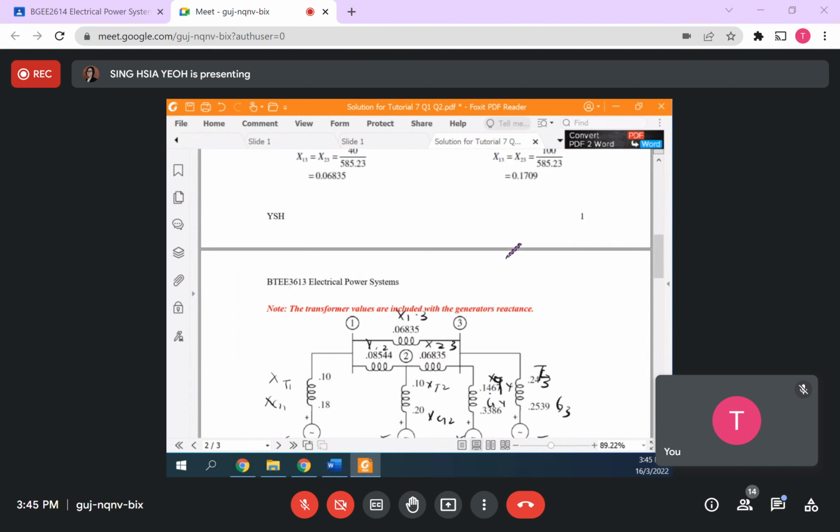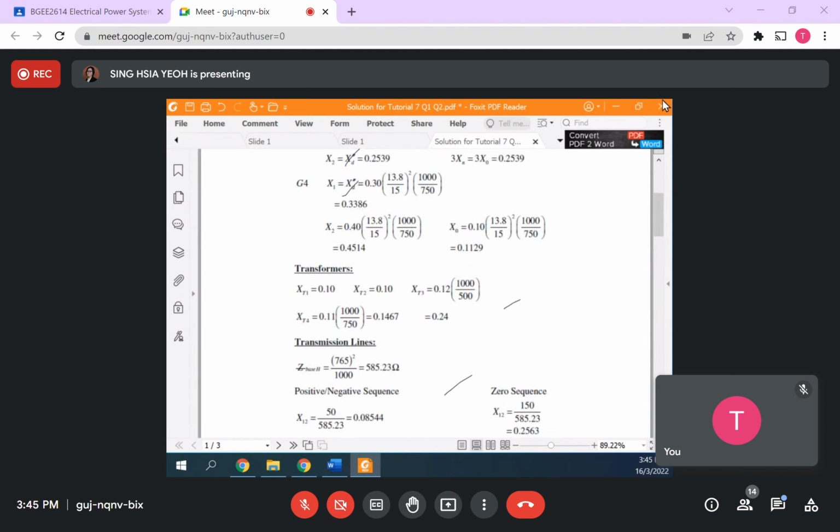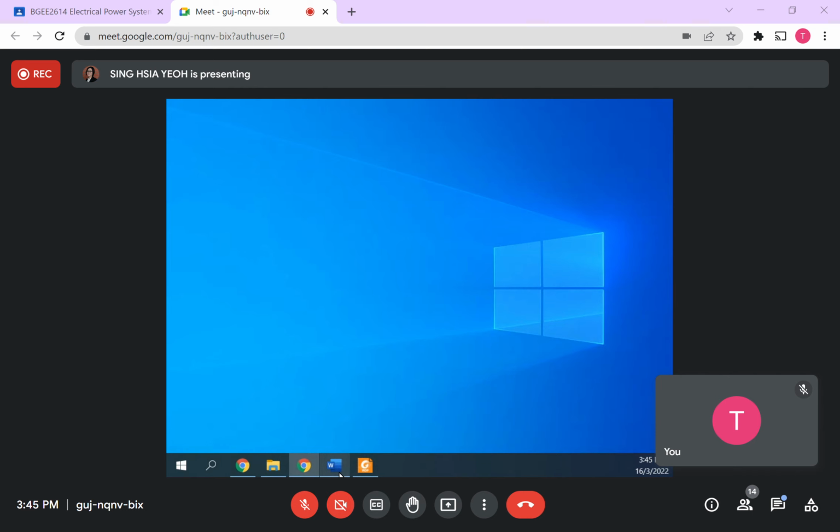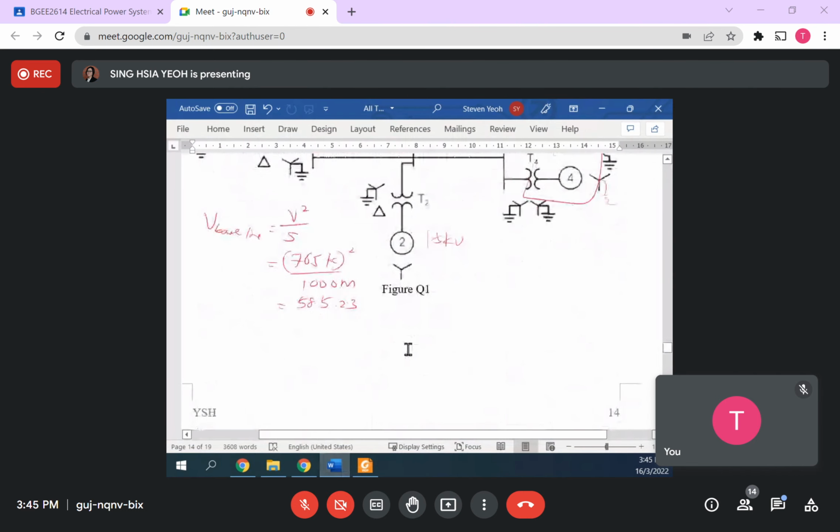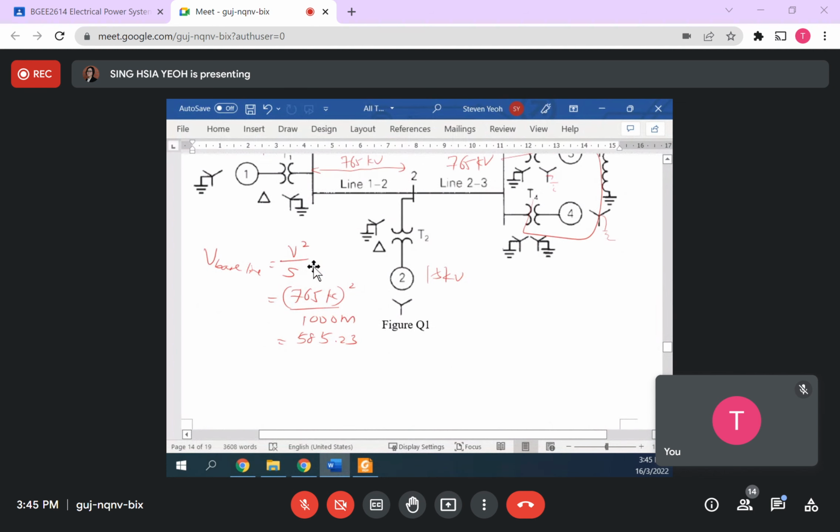V squared divided by S is here. V squared divided by S, right? Oh, V squared divided by S. To find the base, sorry, not V base, Z base.